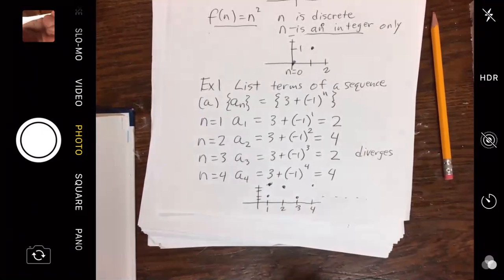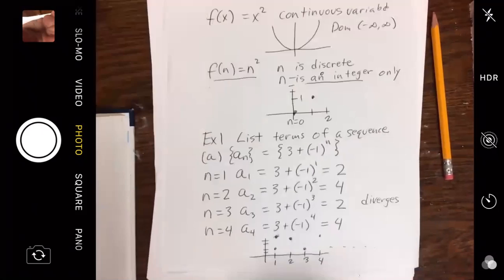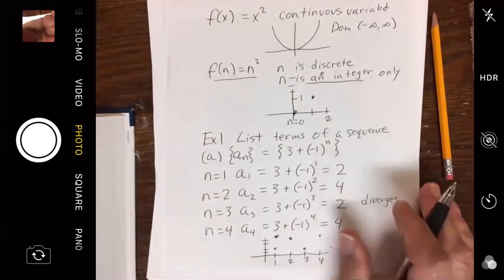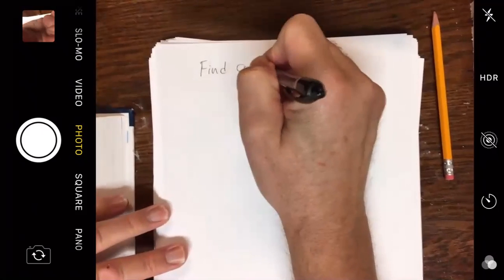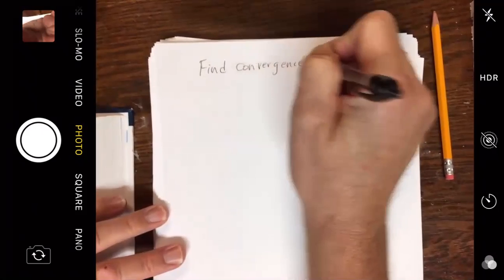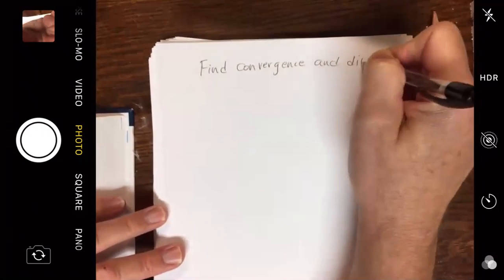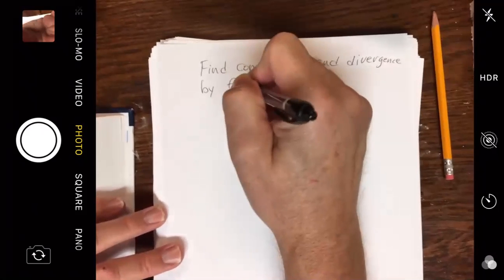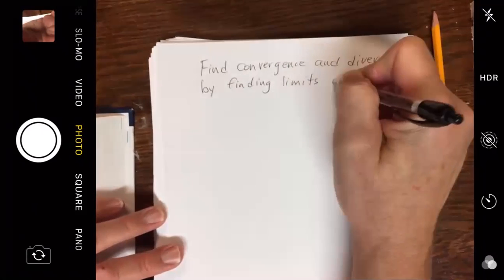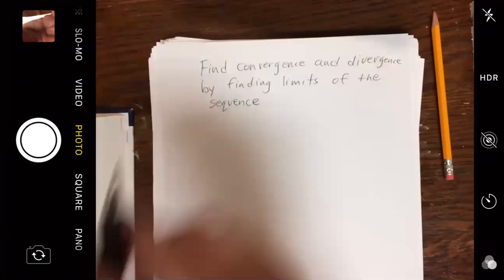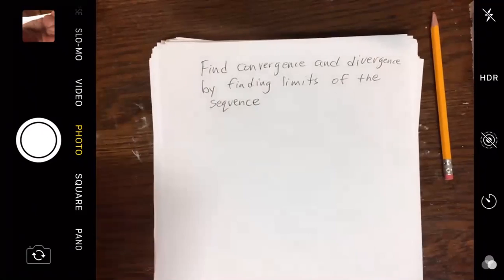Okay, so then the limit of a sequence, you're going to find convergence and divergence by finding limits of the sequence. So that's what they do here. Next page.